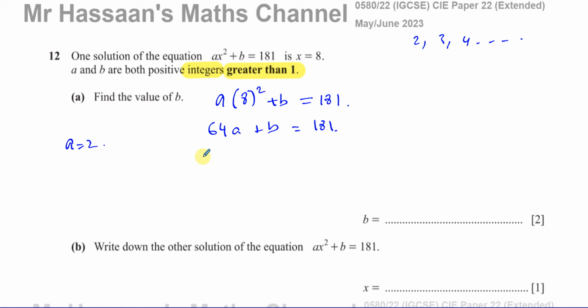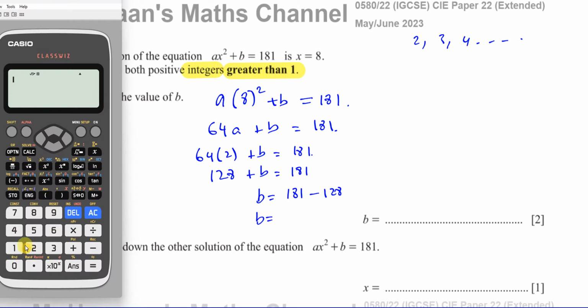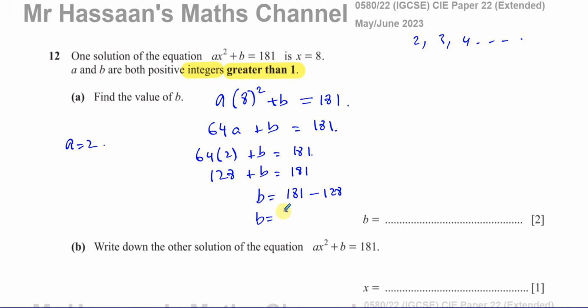If a is 2, you have 64 times 2 plus b equals 181. Now, 64 times 2 is 128, plus b equals 181. So b can possibly be 181 minus 128, which is a positive integer. So you have 181 minus 128, which I think is 53. So b is equal to 53.